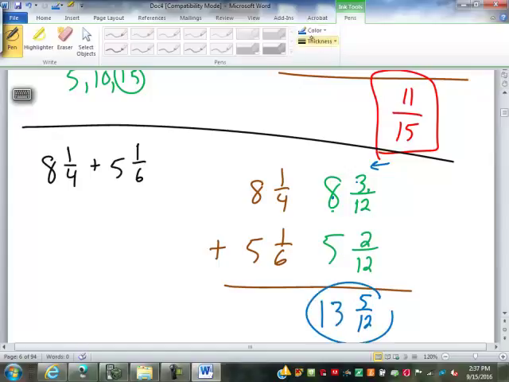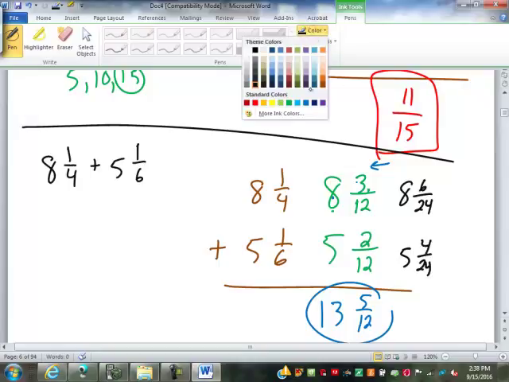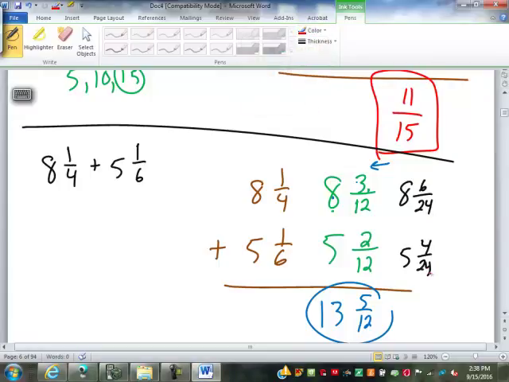There it is. Now you had said 24. What would have happened if we had used 24? Well, nothing really. This would have been 6 24ths and 4 24ths. We would have added 6 and 4 is 10 24ths. 8 and 5 is 13, but the 10 24ths can reduce to 5/12. We get the same answer. We just have to take that extra step at the end of reducing.